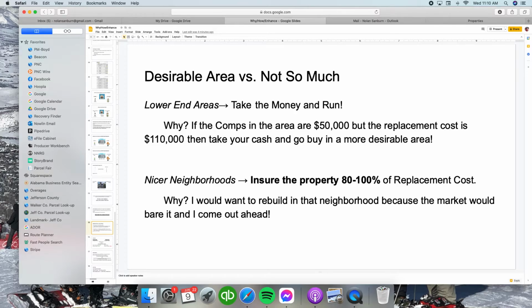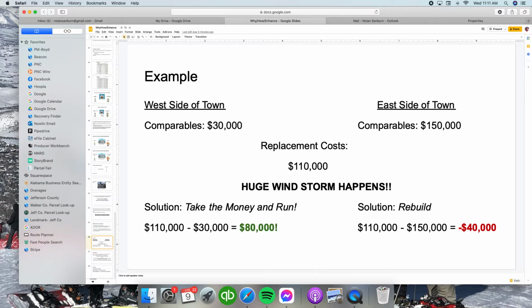But I like the nicer areas. I like to be fully insured, because if I want to rebuild in that neighborhood, the market's going to bear it. Now, actually, we'll come out ahead. Let me show you guys an example.